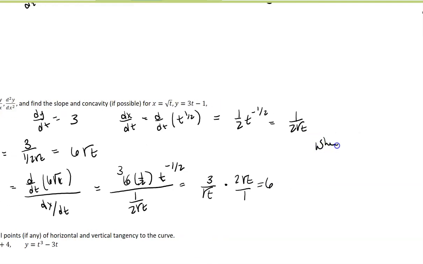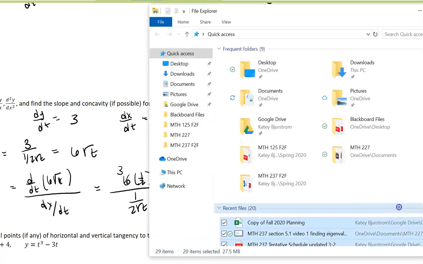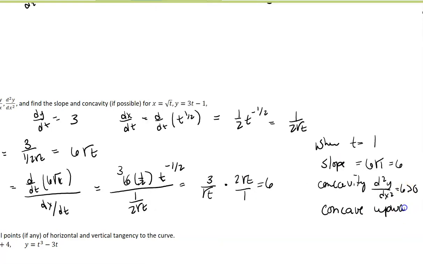So when t equals 1, the slope is dy over dx at t, which is 6 square root of 1, or 6. And for the concavity, because the second derivative equals 6, which is greater than 0, we can say that at this point it is concave upward. So slope and concavity.